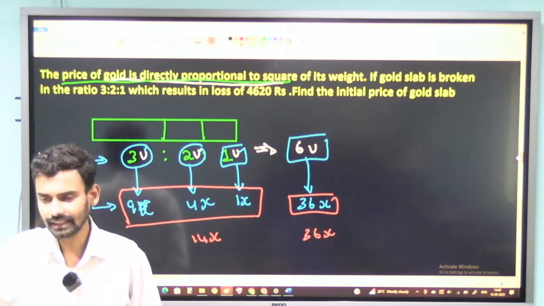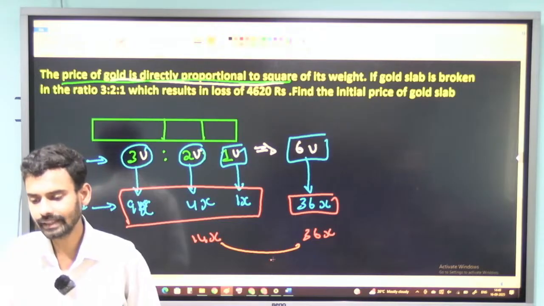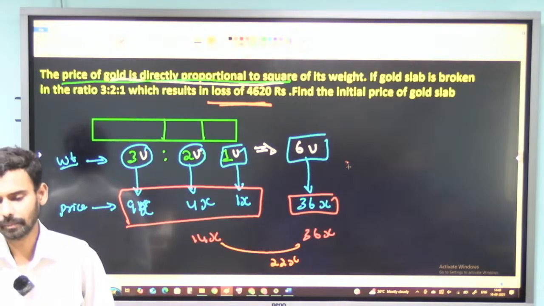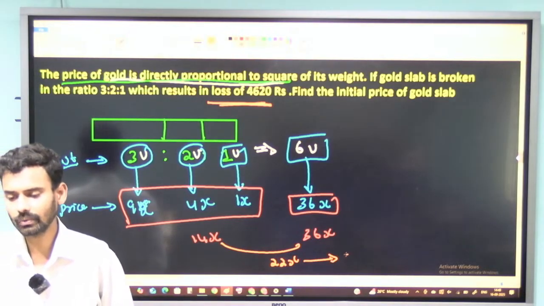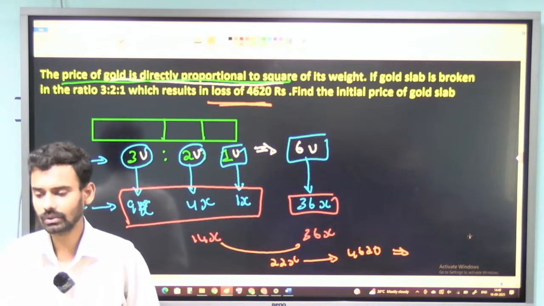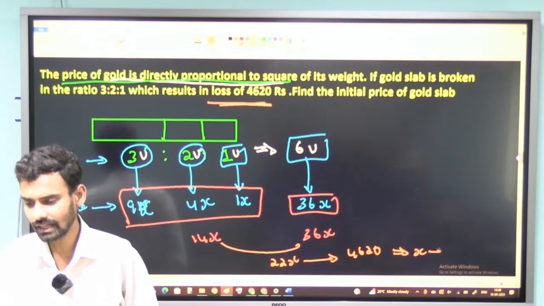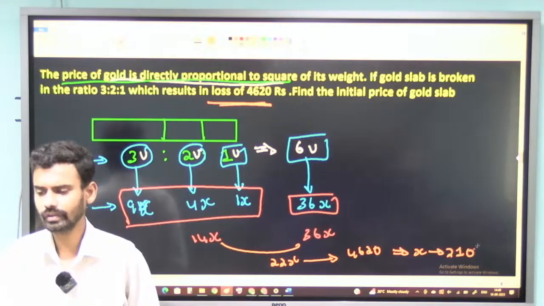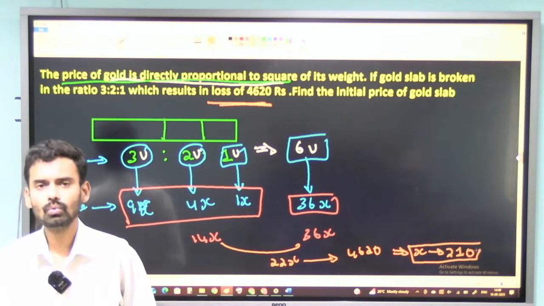So the loss is 22x, and according to the question, the loss is 4620. So we can consider this 22x value as 4620. If we take this and cancel in the 22 table, we get the x value: 2s are 44, 2 carry, then 1s are 0. So we are getting the x value as 210.